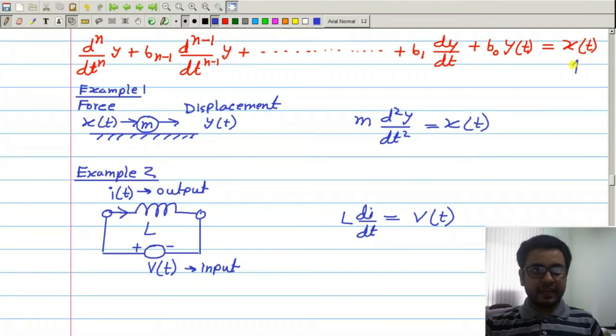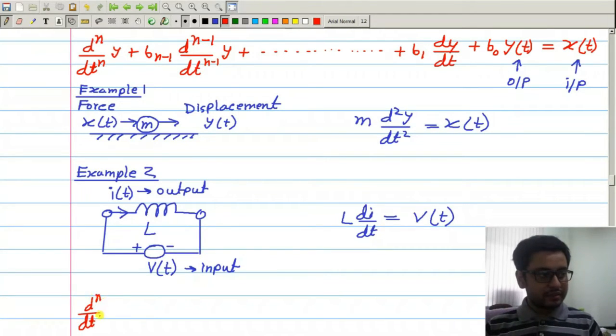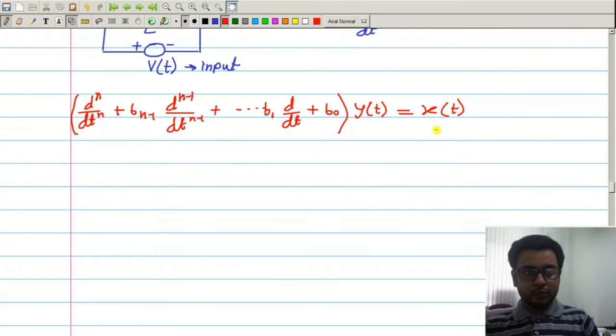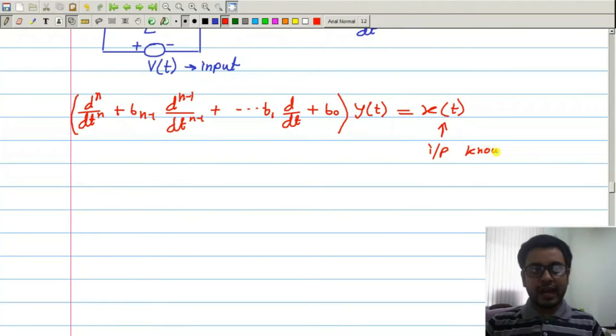So in general, x is the input and y is the output, and this is the relation between the input and the output, which we can also write using the notion of operators in this way: d^n/dt^n plus b_(n-1) d^(n-1)/dt^(n-1) plus and so on, plus d/dt multiplied by b1 plus b0. This operator acting on the output y is equal to the input. In general, the input is known and the output is unknown, or we have to find it out.